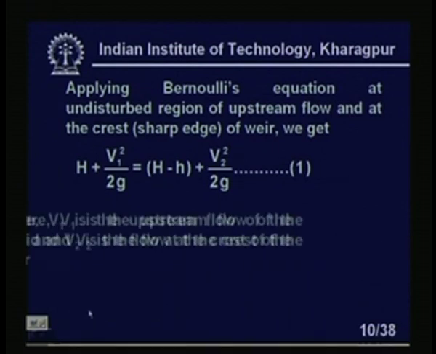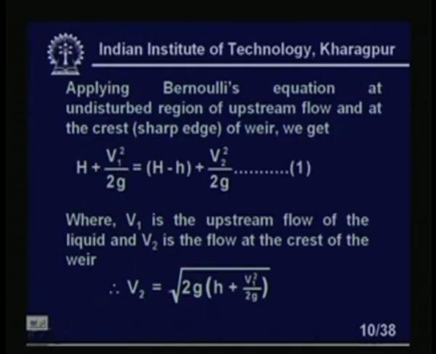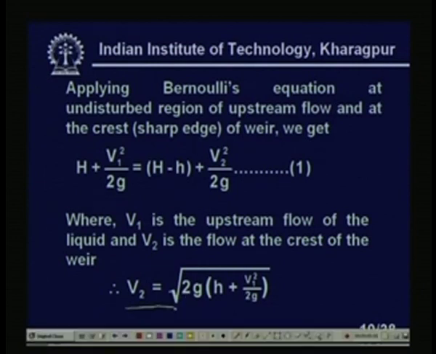where V1 is the upstream flow velocity of the liquid and V2 is the flow velocity at the crest of the weir, that we have told once we showed you the diagram. So, obviously, if I manipulate the equation, equation number 1, since H and H will cancel out, V2 equals the square root of 2g into h plus V1 square by 2g.